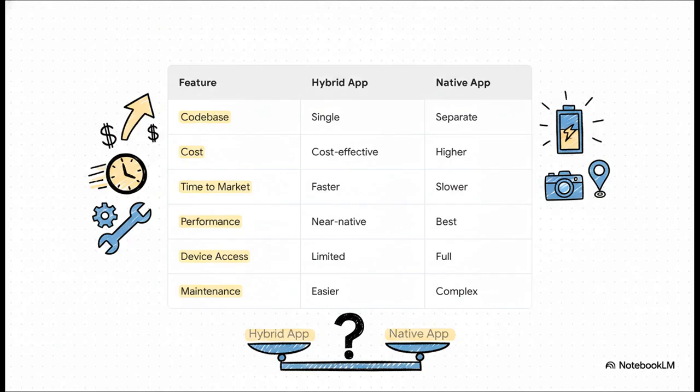But, and this is a big but, if you need the absolute top-tier, fastest performance, or you need to dig deep into the phone's hardware, we're talking advanced camera features, AR, that kind of stuff, the native still holds the crown. So there's no single right answer. It really depends on what you're trying to build.